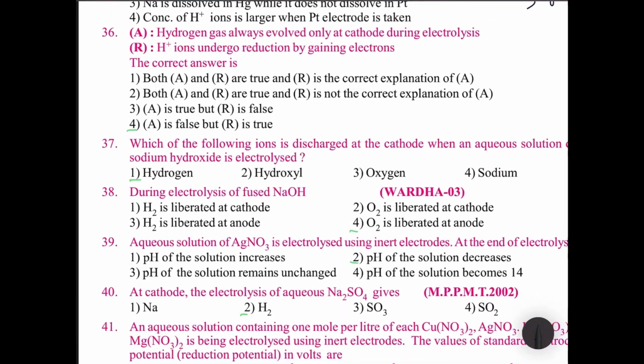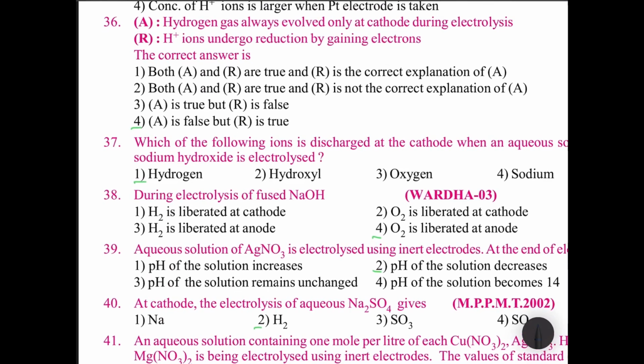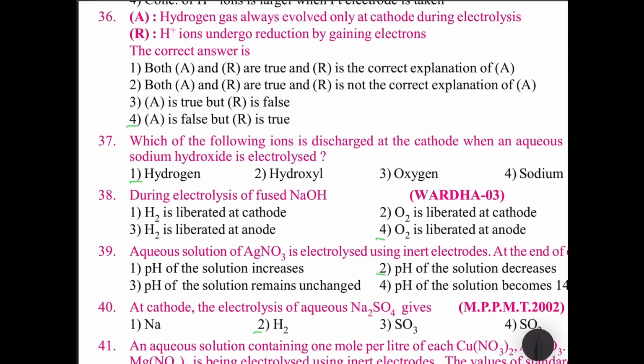Mercury cathode process, class 11, sodium hydroxide preparation. I think you remember. Hydrogen gas always evolved only at cathode during electrolysis? No, not required. If you take sodium hydride, hydrogen gas is coming at anode also. H plus ions undergo reduction by gaining electrons. So, the assertion is true, but the reason is false because in hydrides it is possible at anode also. So, A is wrong, R is right.